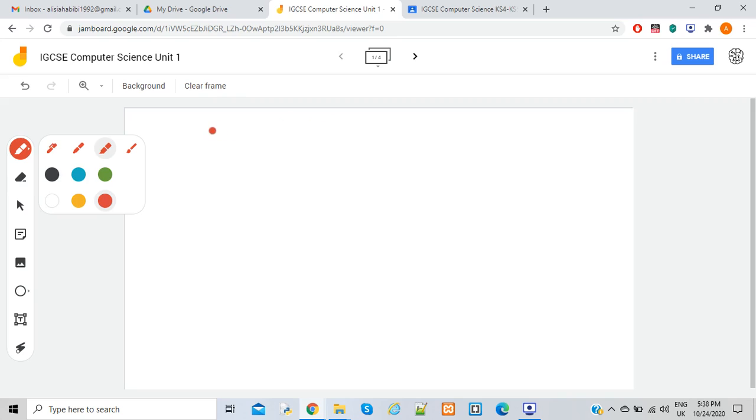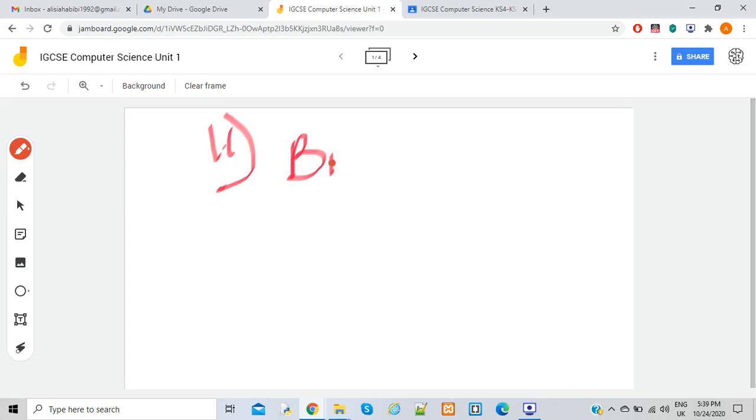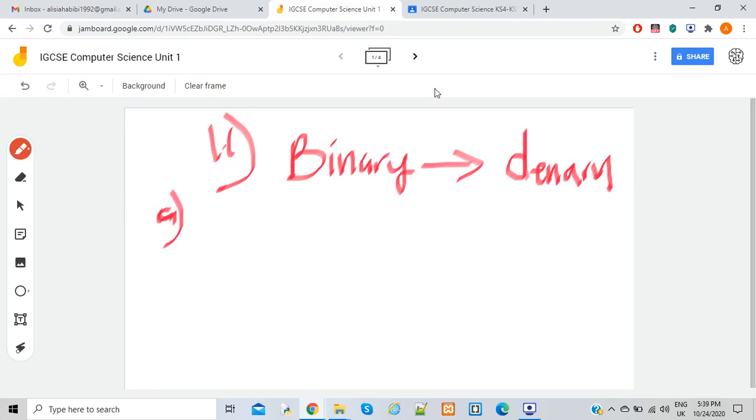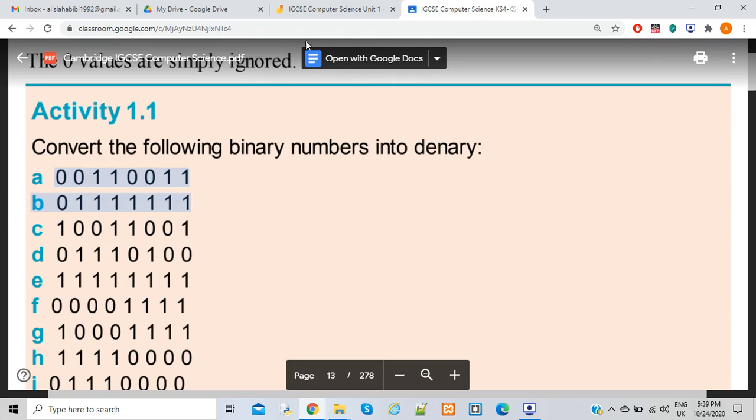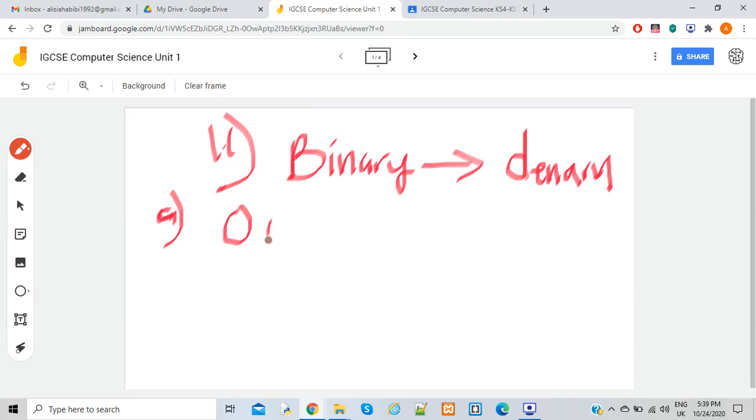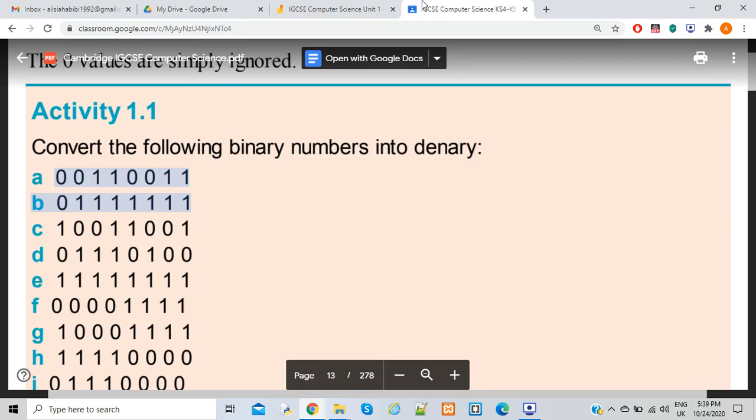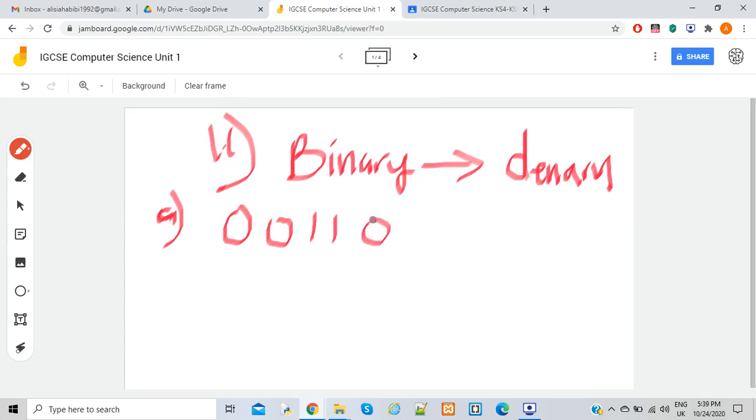So that's what I'm going to be doing right now. I'm going to be writing the activity, and this is 1.1. Basically what we're doing is converting binary into denary. So I'm going to write it here, binary, and that goes into denary. Okay, so sorry about that. So our first example, guys, is example A, or should I say question A. So 1.1 question A. And we have a binary number, which is basically 0, 0, 1, 1, and then we have 0, 0, 1, 1.